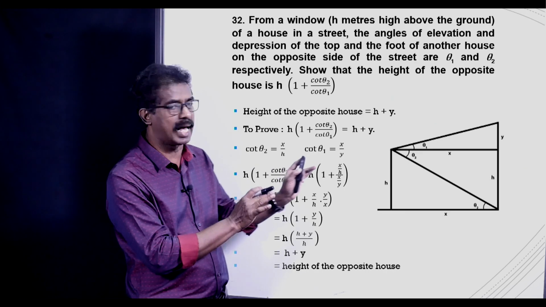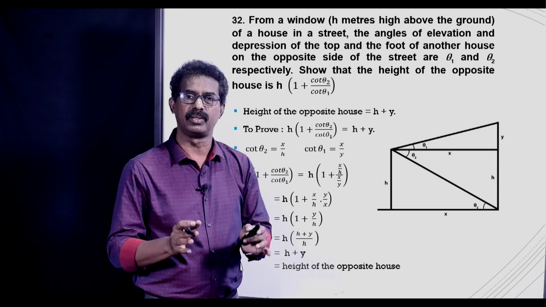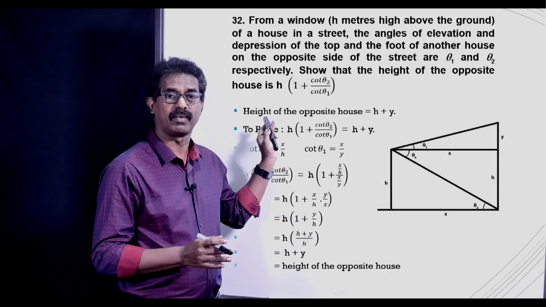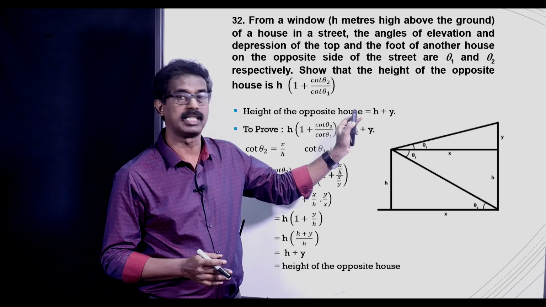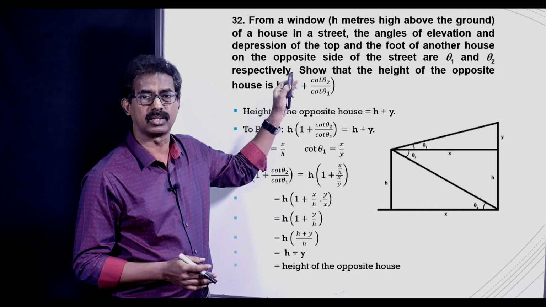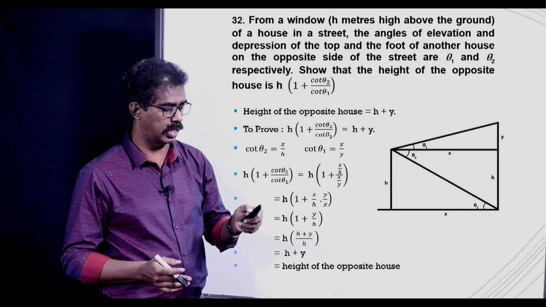See, the diagram is very important, and you find out cot theta 1 and cot theta 2. First itself we mentioned we have to find the height of the opposite house. First itself you write what the height is, h plus y. They asked to prove this answer, so it is enough to prove these two are equal. H plus y is equal to this one, and you can do it easily.